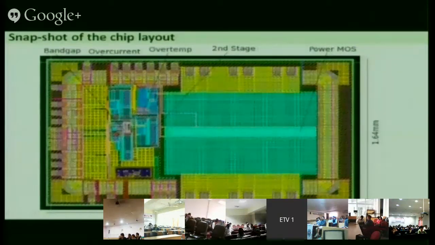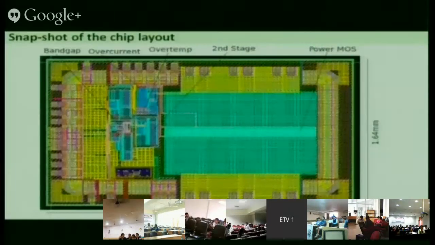Because the current is more, 150 milliampere it has to take. So that is how you can see a lot of metal is used. From here to here, this is 1.6 millimeter, and here to here it is 2.43 millimeter. So this is a dimension. This is 2.4 millimeter. This is 1.6 millimeter. This is the size of the chip.